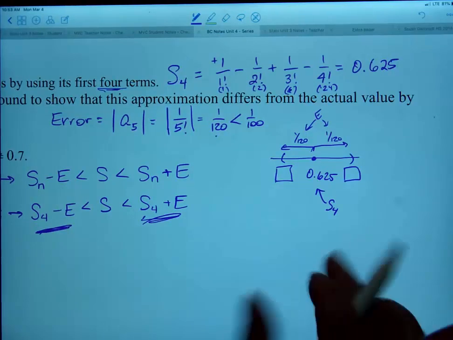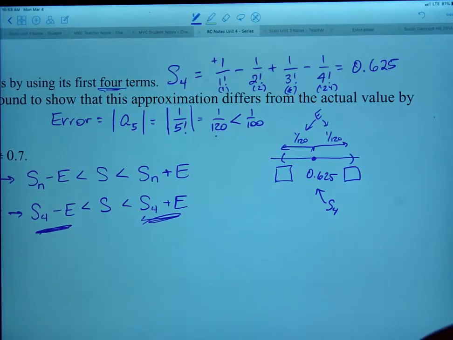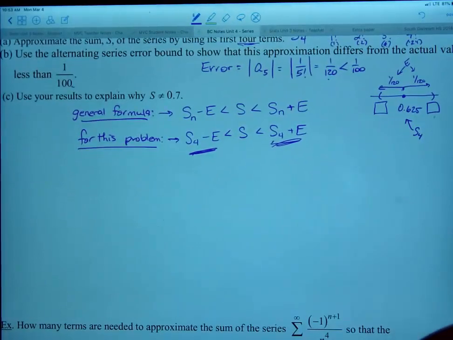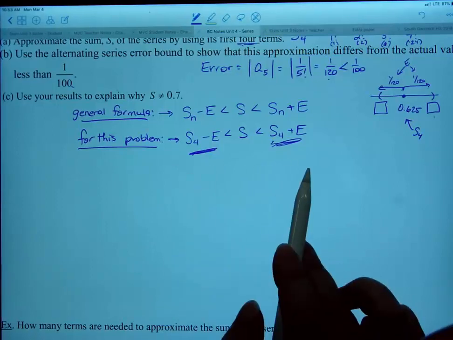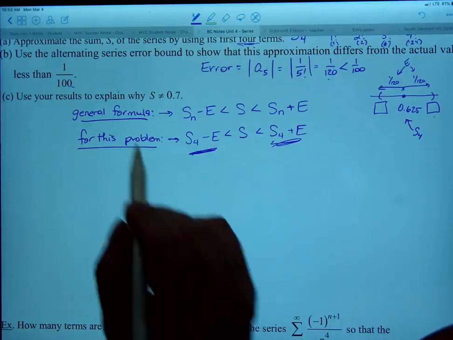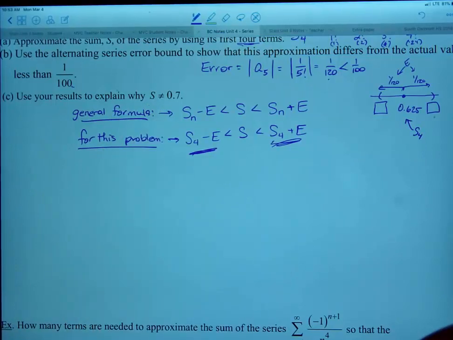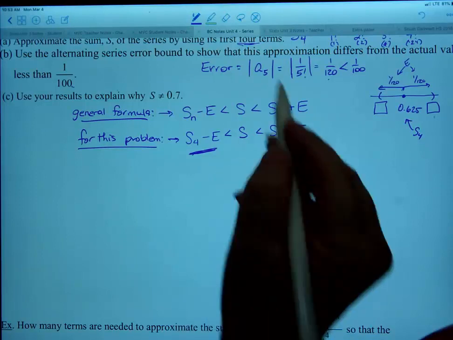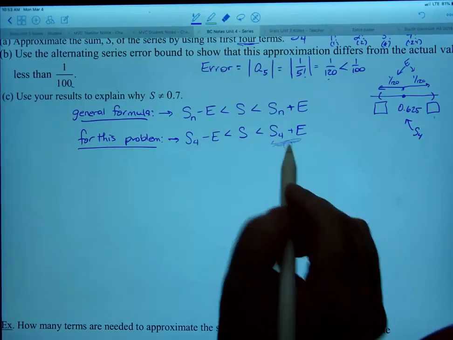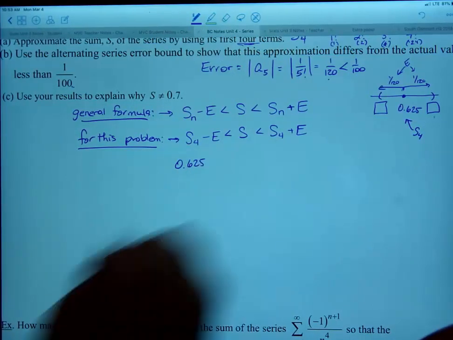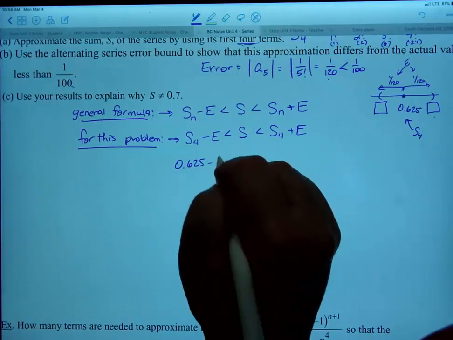Now, this knowledge is what you need to do part C. Do you have any questions about what I just said? Do you now understand what this formula means? Yeah. You go left and you go right. Okay. Use your results to explain why S cannot be 0.7. Let's actually calculate what goes in those two boxes. So I'm going to erase this and this, and I'm going to put the numbers in. S sub 4 was 0.625 minus E is 1 over 120.